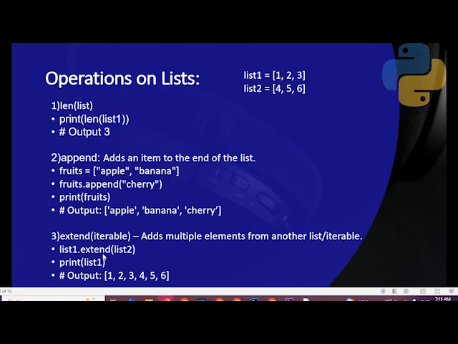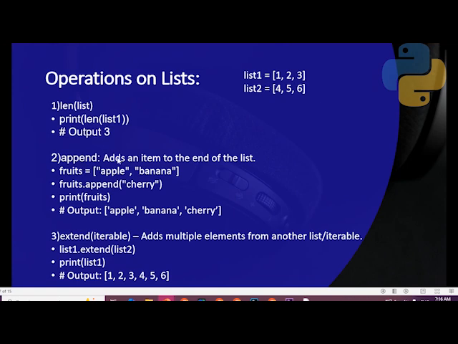Next is operations on list. Here you can see different functions of list. List 1 equal 1, 2, 3, list 2 equal 4, 5, 6. Now how to find the length of the list? The len function is used. This will return the number of elements in the list. See, len of list 1. How many elements are there? 1, 2, 3. So 3 will be returned.